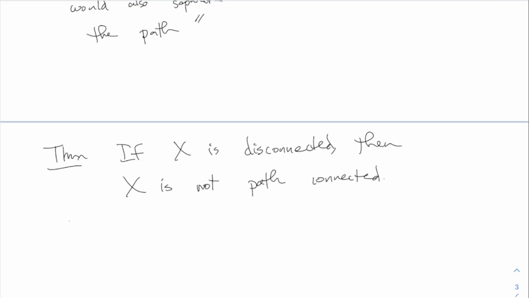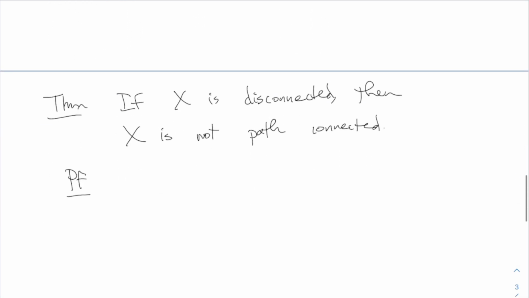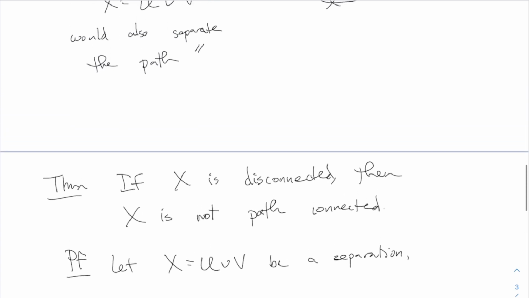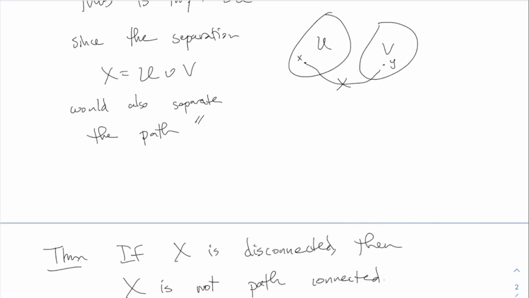So let's see if we can make formal what I said up here. If we assume X is disconnected, so I'm going to say let X be U union V. This is a separation. All right, and then we're going to somehow use that to demonstrate that X is not path connected. And I'm going to try to make this setup exactly like I did in the picture up here. Maybe I'll just copy my picture down here. No, I lost it.